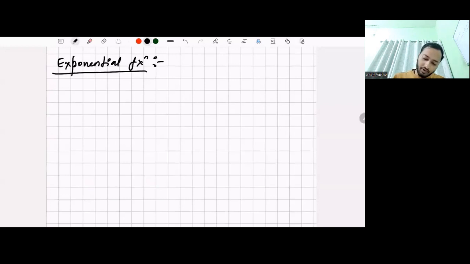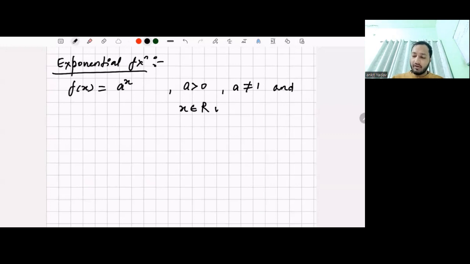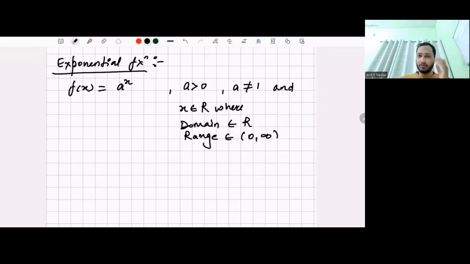So the function is a to the power x, where a is greater than 0 and a is not equal to 1, and x belongs to R. The domain will be R, and the range is 0 to infinity. Range is 0 to infinity.